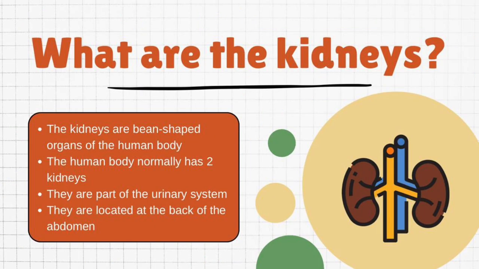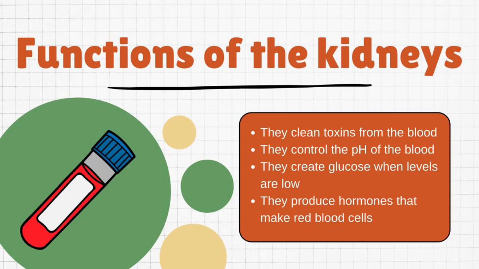So what are kidneys? Kidneys are bean-shaped organs of the human body. The human body normally has 2 kidneys. They are part of the urinary system and they are located at the back of the abdomen. So what are the functions of the kidneys?